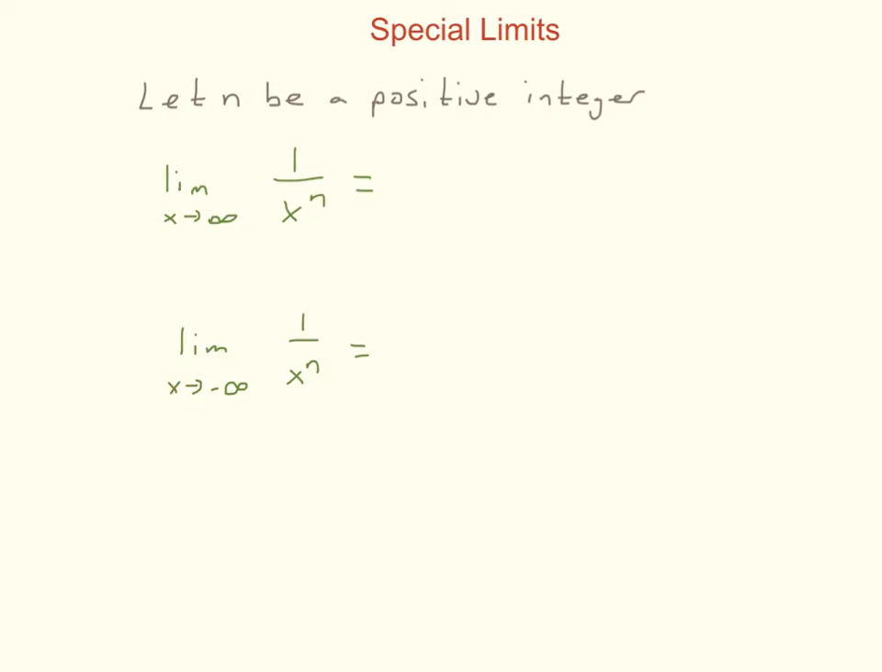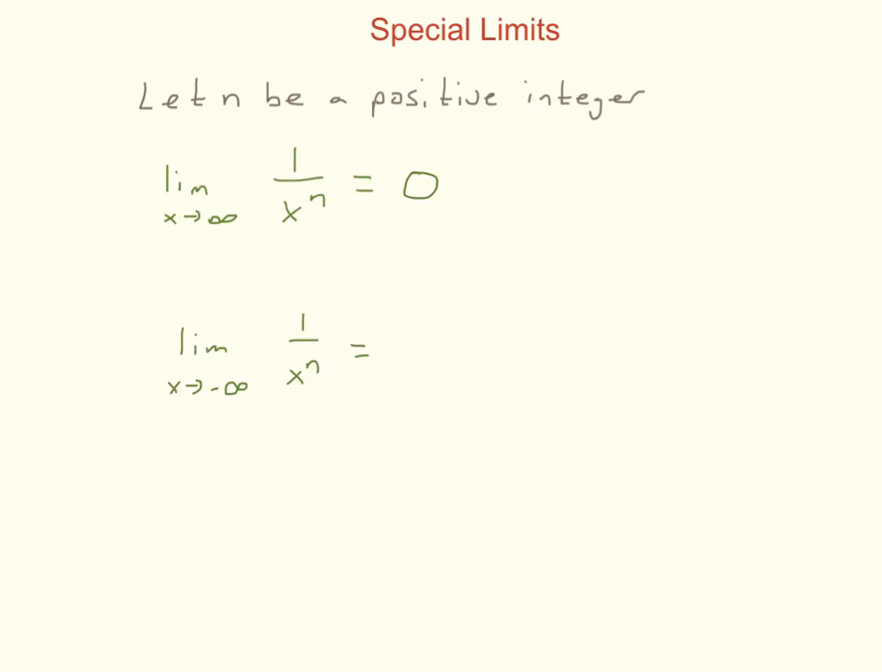What we're going to look at are two special limits, and they really represent almost the same thing. For the first one, I'm taking the limit as x approaches positive infinity of 1 over x to the n. Keep in mind, n is a positive integer. If I take a big number and raise it to a positive integer, I get an even bigger number. And 1 over a very, very big number, the reciprocal of a very big number, is a very small number. So the limit as x approaches infinity of 1 over x to the n is equal to 0.